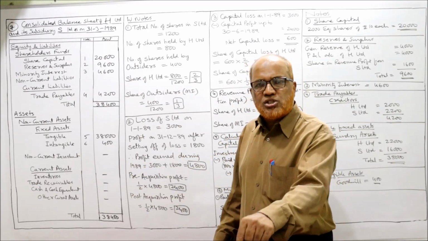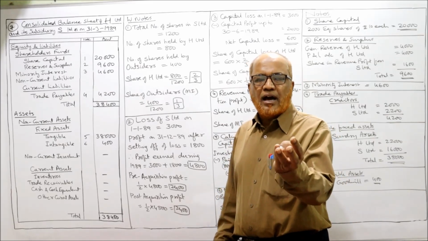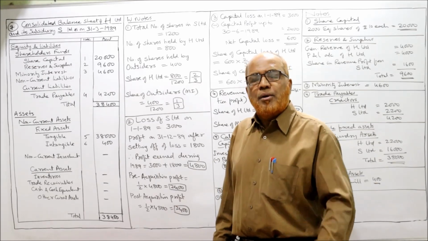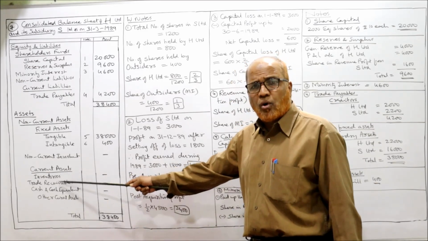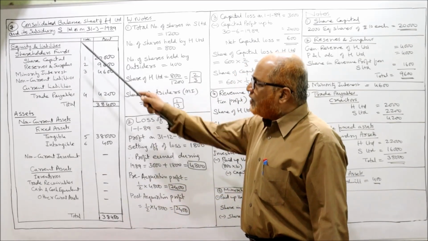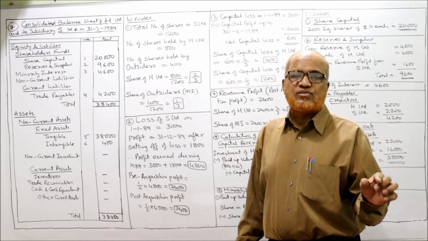Current assets. In this problem, we are not given any current assets like inventory, account receivable, cash and cash equivalent, any other current asset. Nothing is given. But for the sake of formality, we are writing down all the items, put a dash, because in our problem, we don't have. Now, after making this format, we'll come to the working notes first.